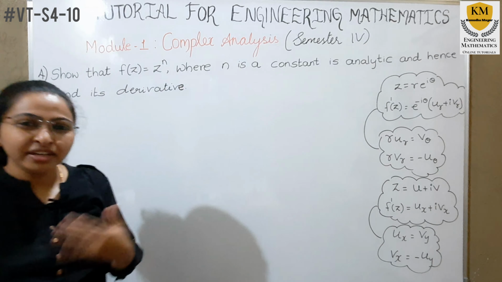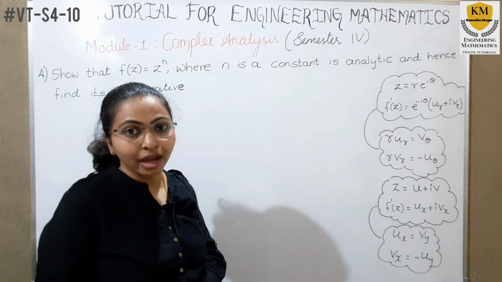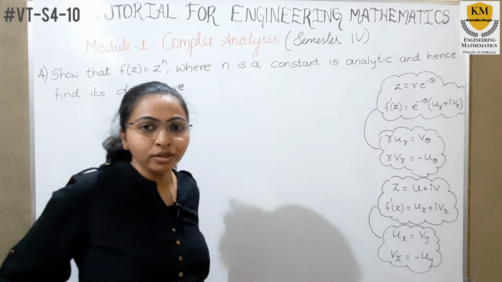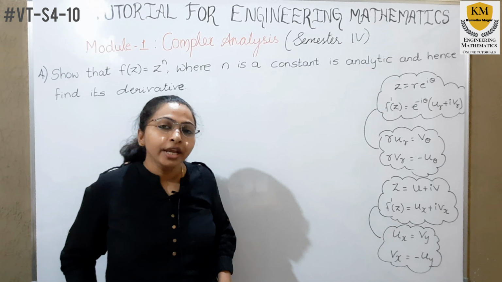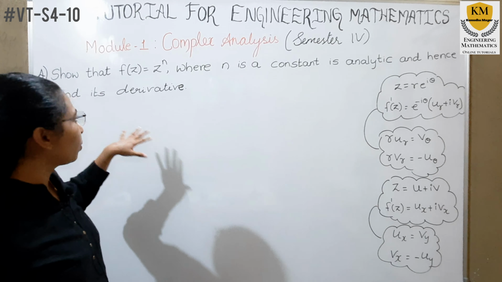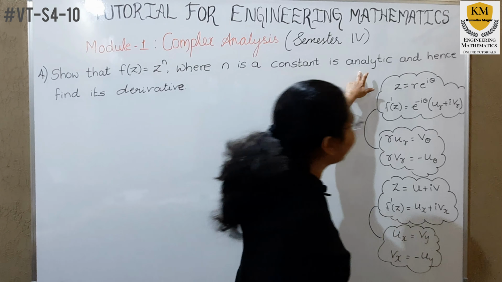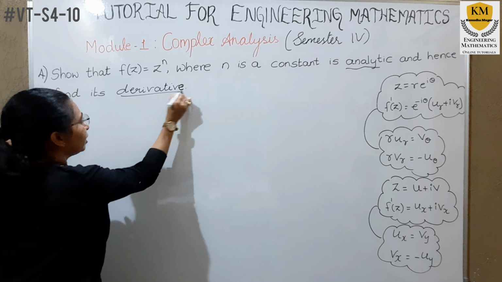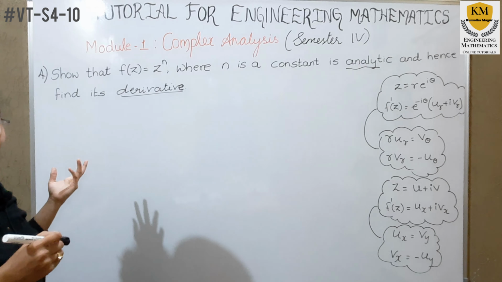In my previous videos, I have solved 2 to 3 sums and I have given the questions directly by saying that f of z is equal to some function, and show that the function is analytic as well as find its f dash of z. Here also it is the same, I just twisted the question, that's all. f of z is equal to z to the power n. You should prove this is analytic and also find its derivative, which is nothing but d by dz of w, otherwise you can say it as f dash of z.